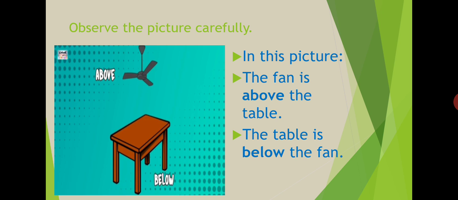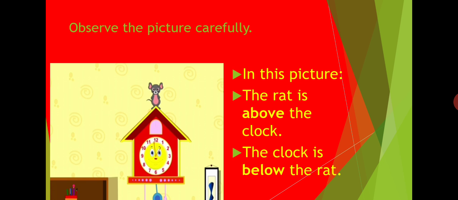In this slide you can learn about above and below. Positions of above and below. Above means ऊपर and below means नीचे. In this picture, you can see the position of a rat and a clock. Where is the rat? The rat is above the clock. और फिर clock कहाँ है? The clock is below the rat.